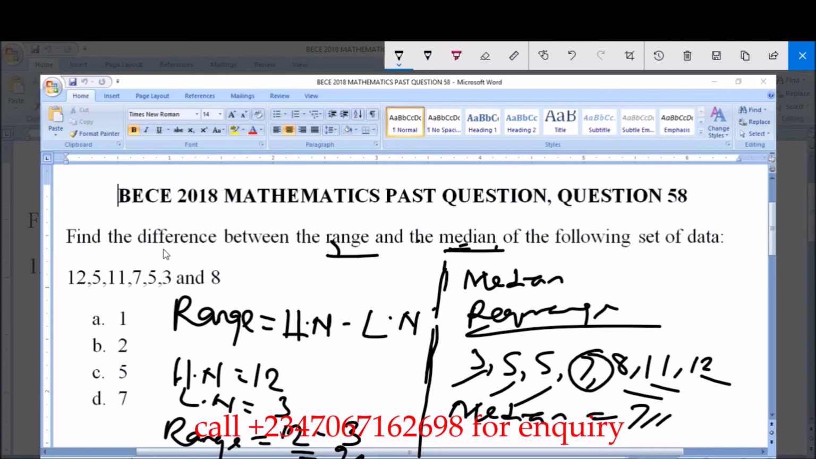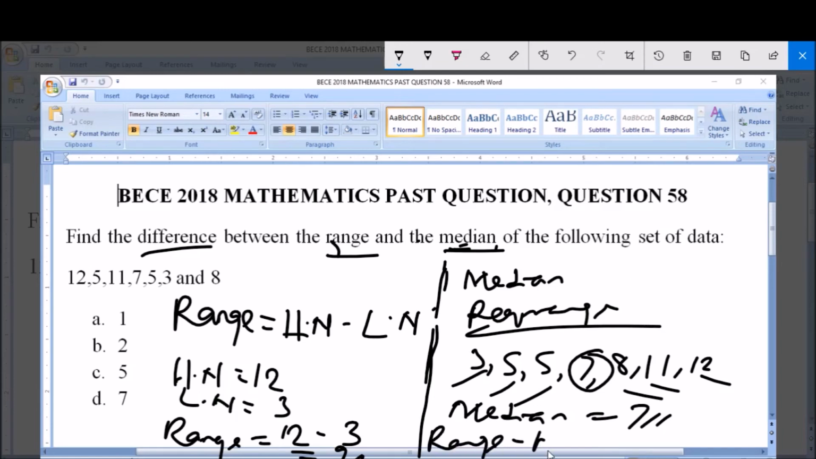Now the question says the difference, that is subtraction. So we have to subtract median from the range, and so therefore the range minus median will be equal to 9 minus 7, and this is equal to 2. So therefore the answer is 2. The range minus median, the range is 9 and the median is 7. So the range minus median will give us 2.